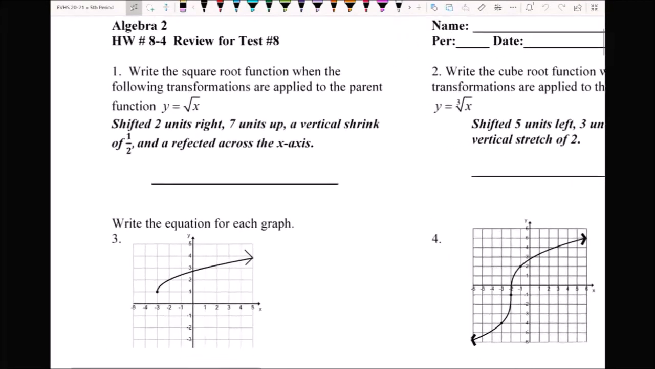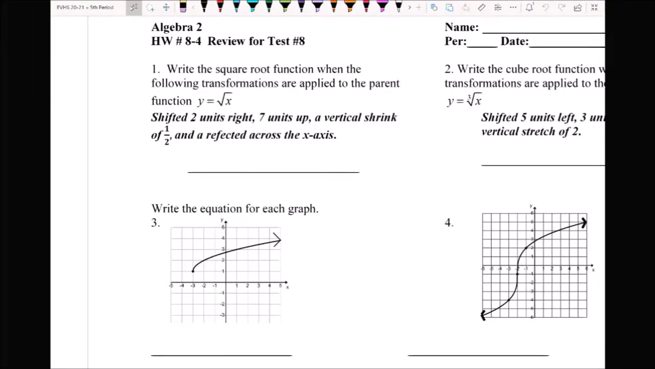Let's jump on to number 1. Write the square root function when the following transformations are applied to the parent function. So remember, this all stems from what we did back in like Unit 3 or 4, where we had the equation y equals a times the square root of x minus h plus k, where h is the horizontal shift, k is the vertical shift, and a handles both our reflection as well as our stretch and shrink. So I'm going to go ahead and write in my square root of x.